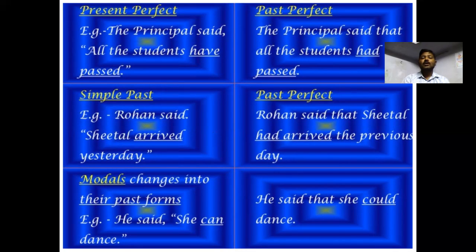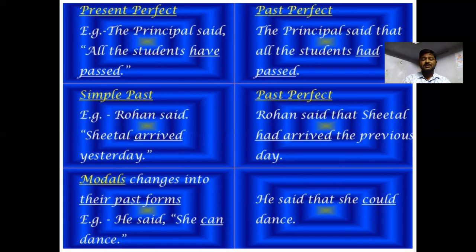Present perfect, how it becomes past perfect. For example, the principal said, all the students have passed. The principal said that all the students had passed. For simple past, how it becomes past perfect. Rohan said, Seetal arrived yesterday. Rohan said that Seetal had arrived the previous day. Yesterday should be changed to the previous day. And said means it's a simple past we have come across, and it has to become past perfect.